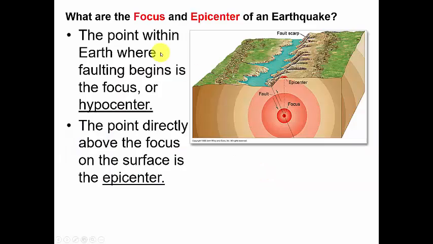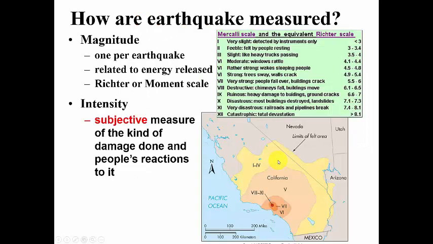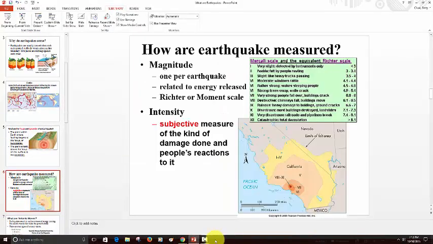What are the focus and epicenter of the earthquake? The point within the earth where the fault begins or rubs against is down here in the lithosphere. It's called the focus or the hypocenter. Then right above this on the surface is called the epicenter. How are earthquakes measured? They're usually measured by magnitude and intensity.